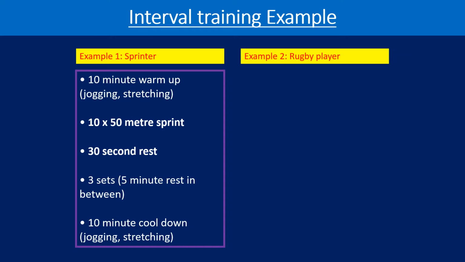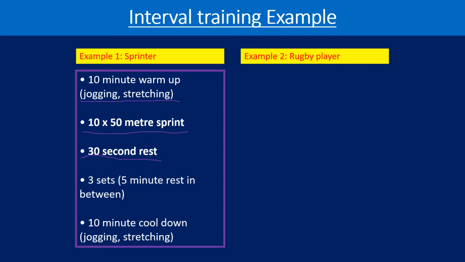So if we just look at our sprinter, we can see, I'm going to use purple just to go through this with you. We can see that they start off with a 10-minute warm-up. Once they've done that, they will do 10 sets of 50-meter sprints here. So that would mean that they are running a 50-meter sprint 10 times with 30 seconds rest. They're going to do that whole set 3 times. Then they have 5 minutes rest in between each set.